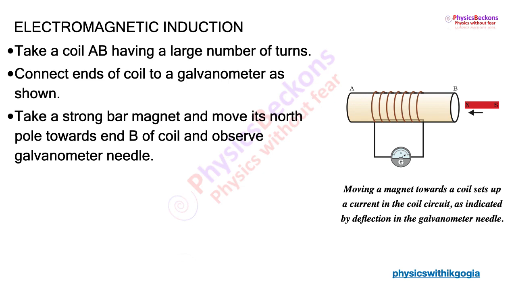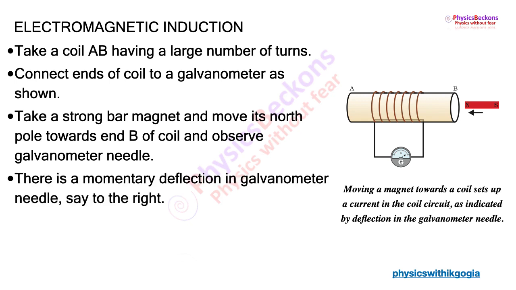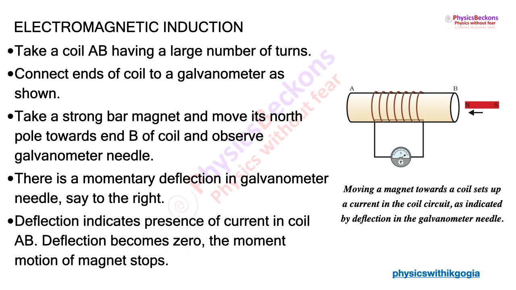You will find that the moment you move the magnet towards the coil, we get a deflection in the galvanometer. A galvanometer, you may recall, is an instrument used to detect and find the direction of electric current. This indicates that motion of the magnet can produce electric current in the coil, which is indicated by a momentary deflection in the galvanometer. Suppose the deflection is towards the right, which indicates the direction of current.